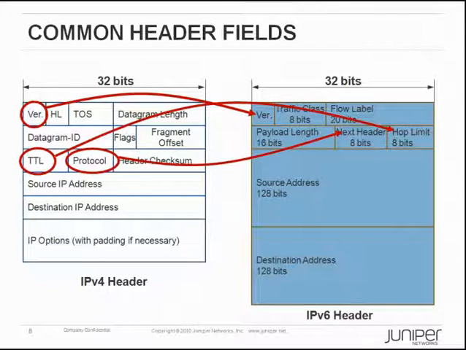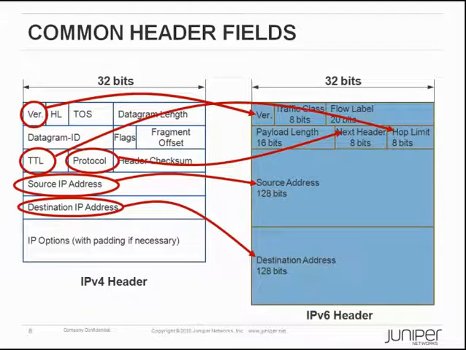The protocol field is called the next header field in IPv6 and identifies the type of header immediately following the IPv6 header. Next header uses the same values as the IPv4 protocol field. Of course, the source address and destination address fields are used in both header types. As you can see, the IPv6 source and destination addresses are much larger than in IPv4.